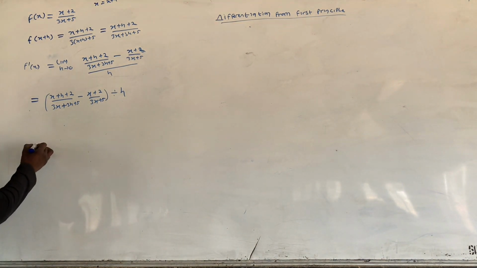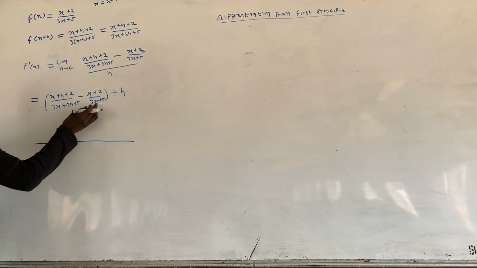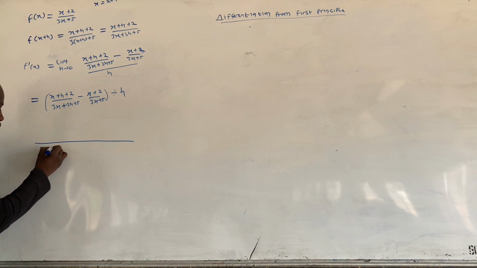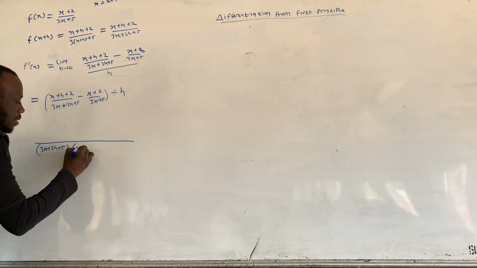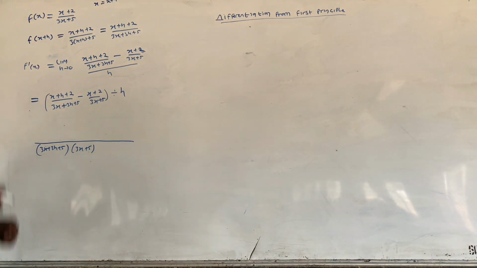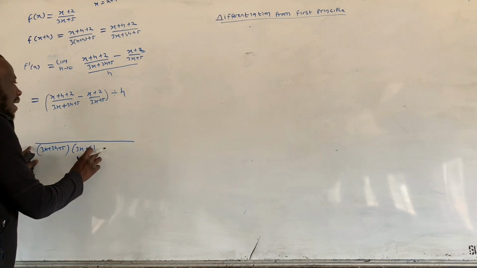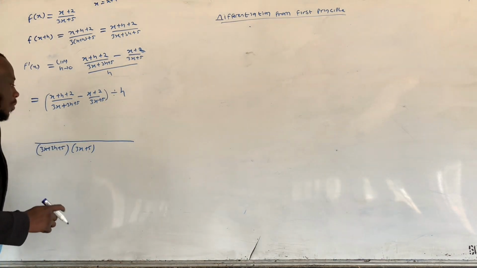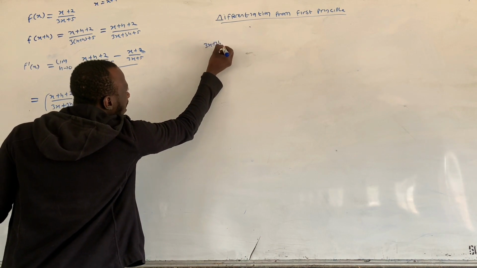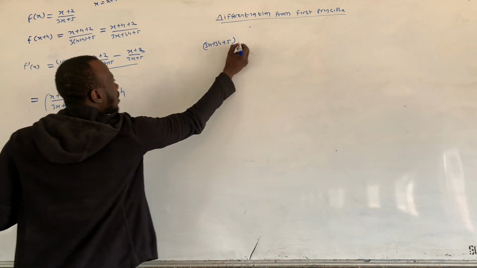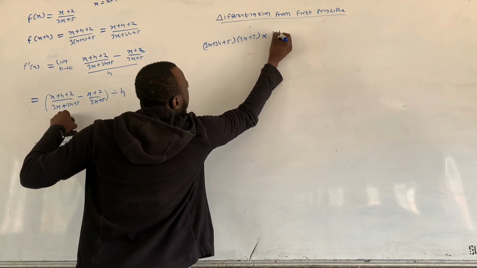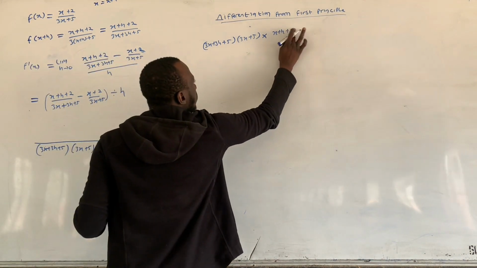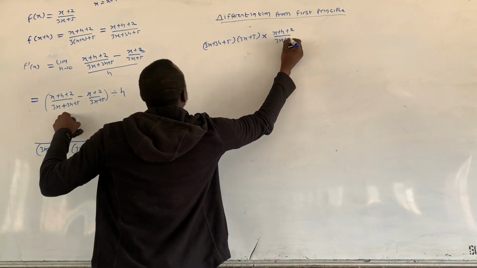Then we take the LCM here. The LCM should be 3x plus 3h plus 5 multiplied by 3x plus 5, since the denominators are not the same. Always remember that when dealing with fractions, we multiply the LCM by the first fraction so that we can figure out the numerator. Meaning 3x plus 3h plus 5, times 3x plus 5, times x plus h plus 2, no, plus 2 please, all over 3x plus 3h plus 5.